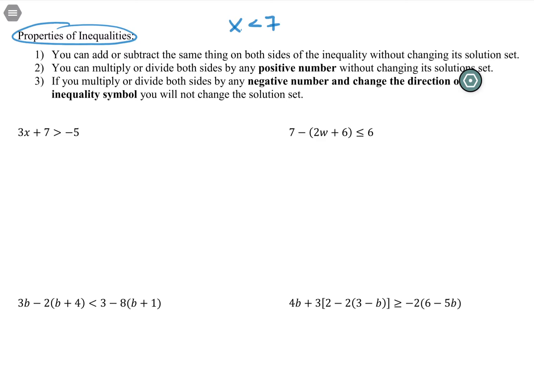So far we're matching up with equations. The difference comes in multiplying or dividing by negative numbers. Neither one allows you to multiply or divide by 0 because you lose all information. But if you multiply an inequality by a negative number or divide, it's going to switch the direction. And I don't know, this might make it more confusing instead of less.